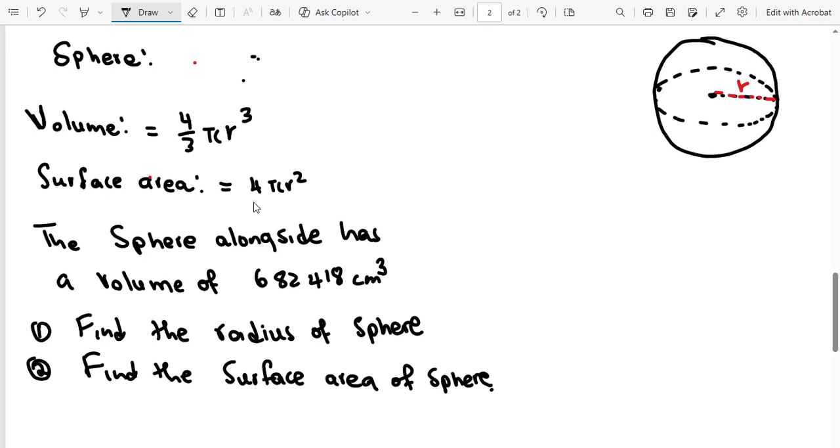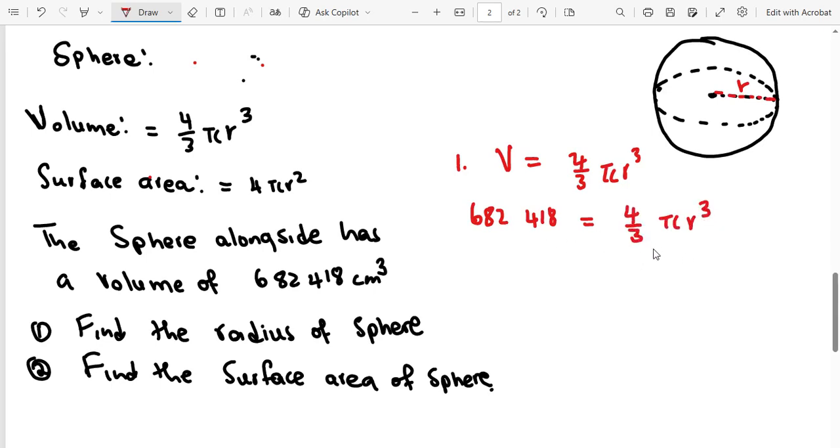So this question says that the sphere has a volume of 682,418 centimeters cubed. Find the radius of the sphere. I just want to go straight to this question and not waste time. We are given the volume, so I'm going to use the formula 4 over 3 pi r to the power 3. The volume is given as 682,418, so this is equal to 4 over 3 pi r cubed, and we are looking for that r.